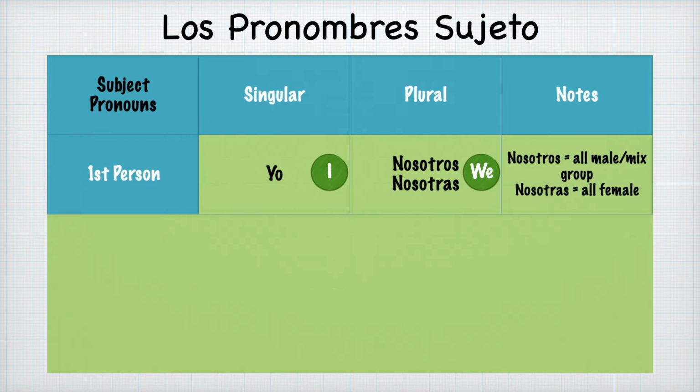Nosotros is for an all-male group or a mixed group of females and males. Nosotras is for all females.